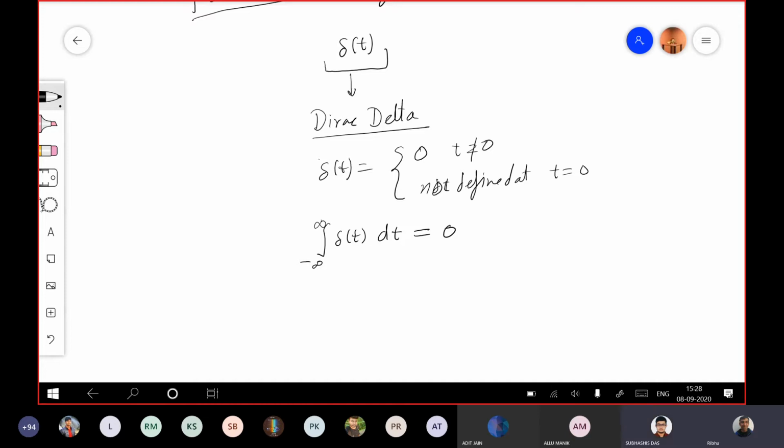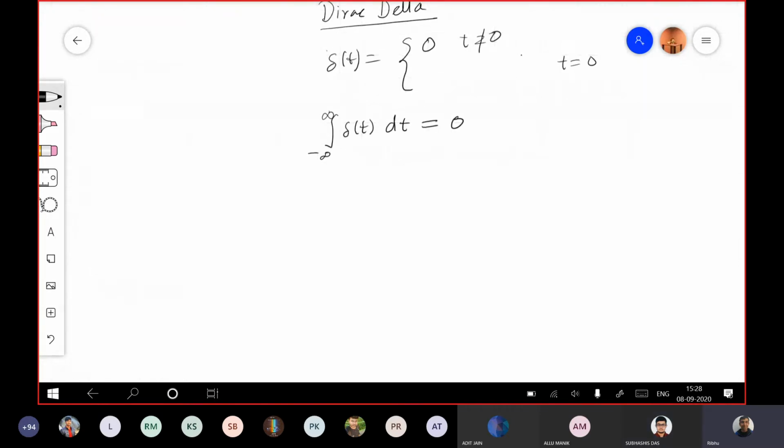Sir, 'not defined' is a bit abrupt. How do you define the Dirac delta function? Equals to 1, right? No, it's not equal to 1. You can define the Dirac delta as a limit, such that the integral equals 1. Sorry, I miswrote that.